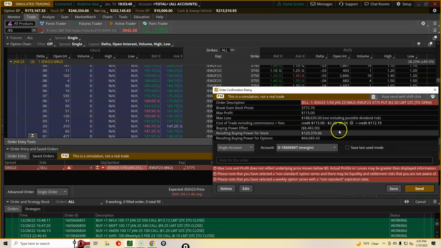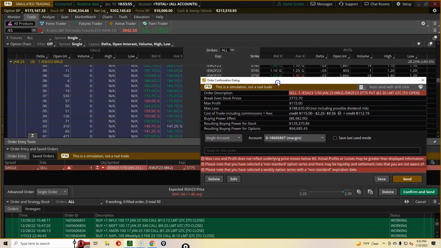And so just by doing this, I'm learning something, because I'm asking for $2.30. So somehow that $2.30 times some number is equaling 115. I guess I could do the math and figure it out, but I'm not that worried about it right now. I see right here buying power effect. To sell this contract, it's going to take about $10,000 worth of buying power.